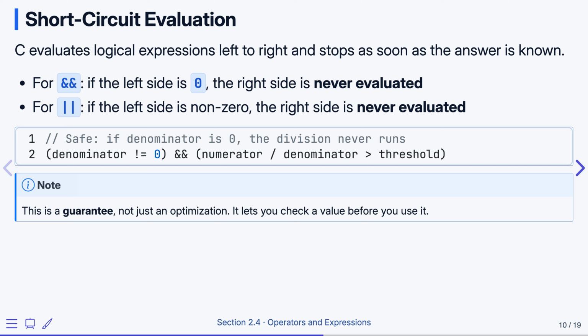First we check that the denominator is not 0. Only if that is true does C evaluate the division, so we never divide by 0. This is a guarantee you can rely on, not just an optimization.